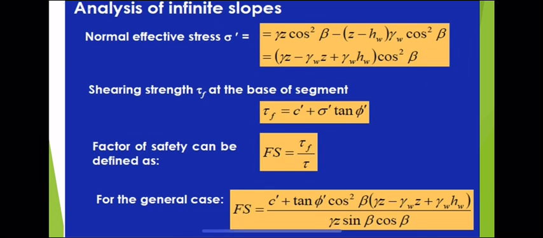Factor of safety is equal to c dash plus tan phi dash into cos square beta of gamma z minus gamma w z plus gamma w hw by gamma z sin beta cos beta.